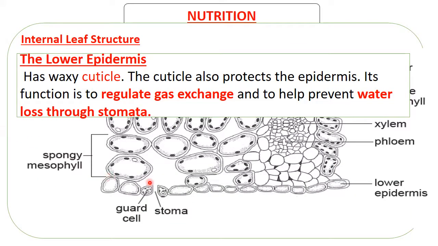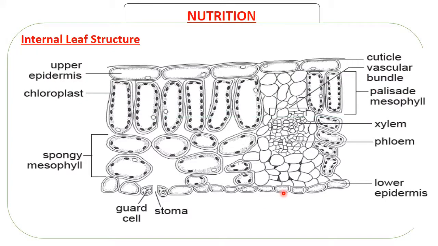Then on the bottom we have the lower epidermis. What does the lower epidermis do? The lower epidermis also has a wax cuticle. The cuticle also protects the epidermis. Its function, of course, is to regulate gaseous exchange and to help prevent water loss through the stomata. There's one part which I did not mention, which is the palisade mesophyll. This is where photosynthesis actually takes place. That's why they have a lot of chloroplasts, and they're arranged like this to trap more sunlight so that more photosynthesis takes place.